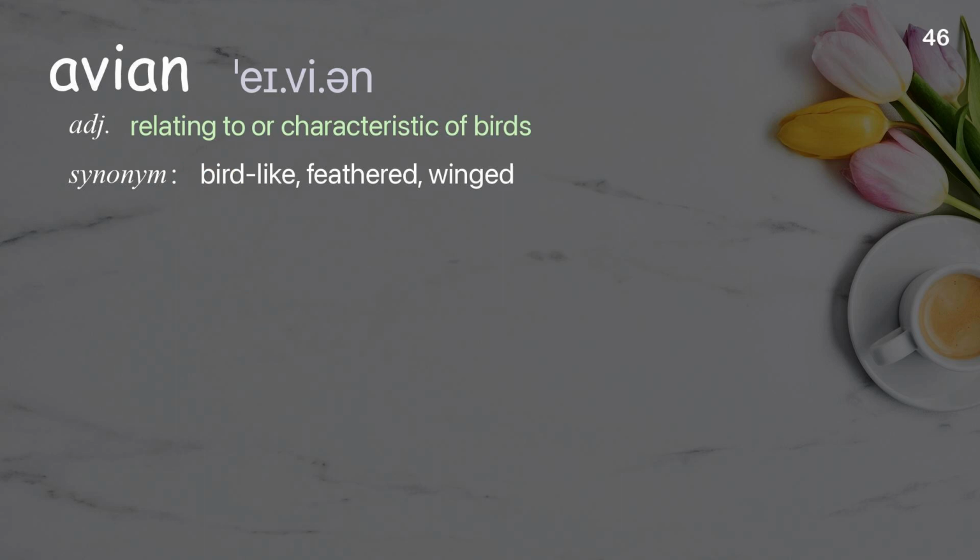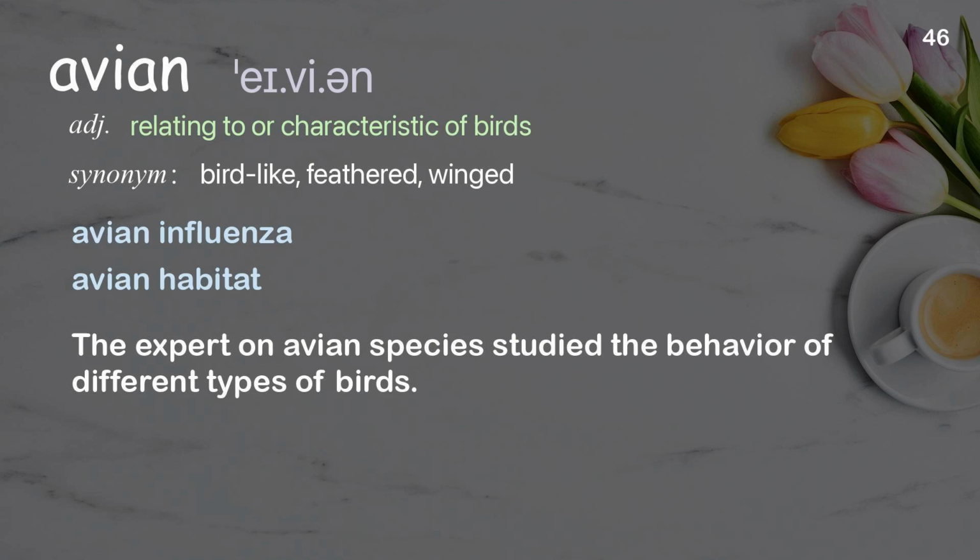Avian. Relating to or characteristic of birds. Examples. Avian influenza. Avian habitat. The expert on avian species studied the behavior of different types of birds.